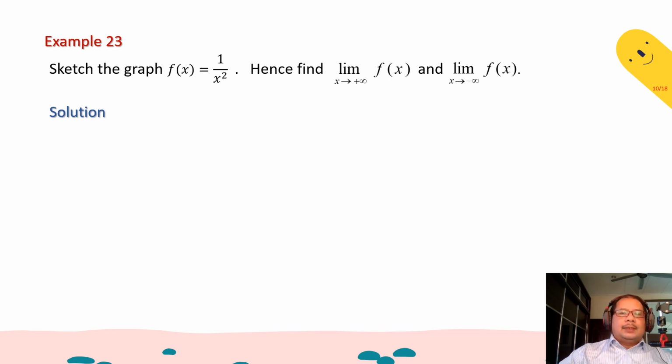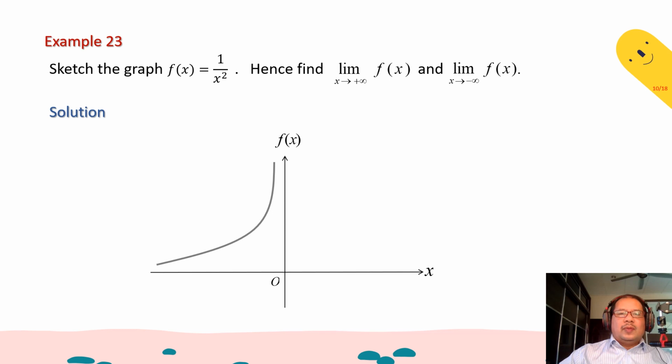Okay, look at this example. A sketch graph f(x) equal to 1 over x squared. Hence, find the limit as x approaches infinity of f(x) and the limit as x approaches negative infinity of f(x). Okay, this is a graph for 1 over x squared. If you look at this graph, when x approaches positive infinity, the value for y approaches y equal to 0. So the answer equals 0.